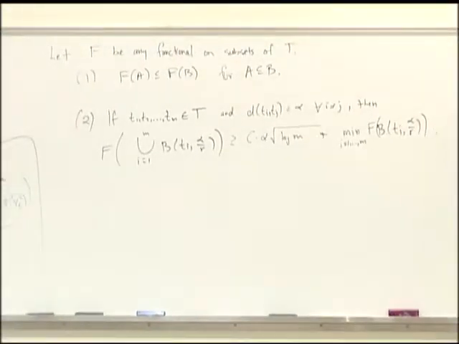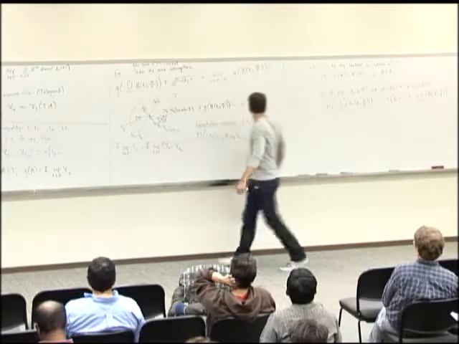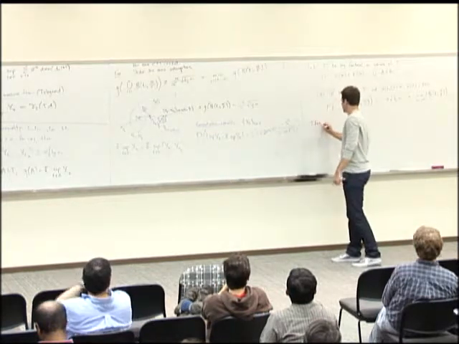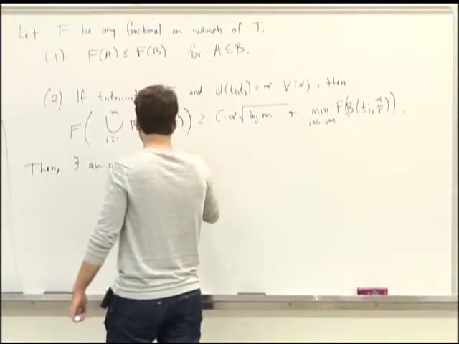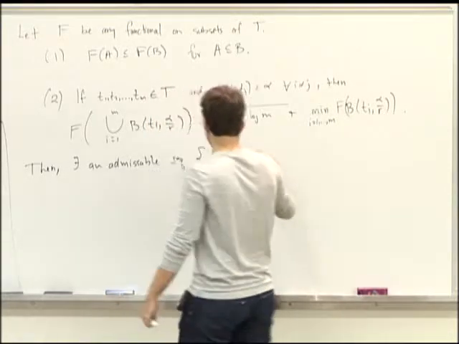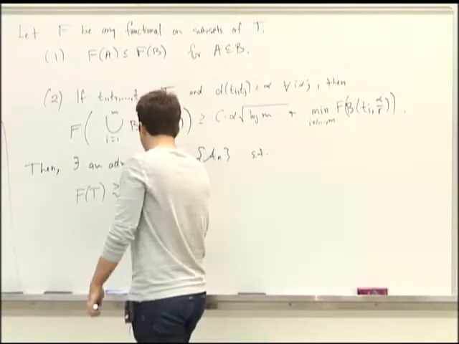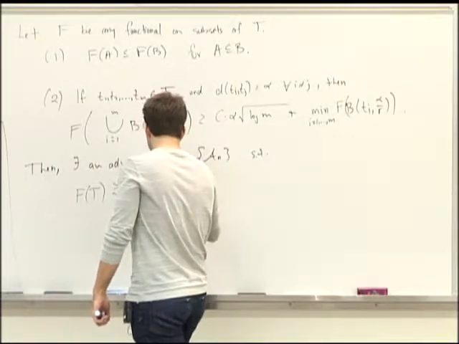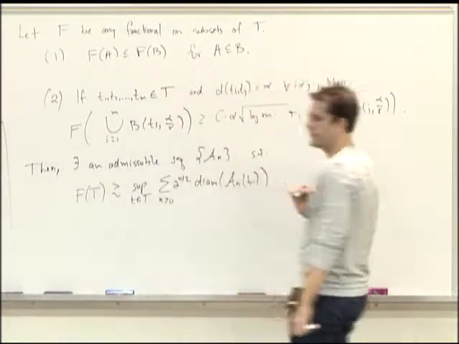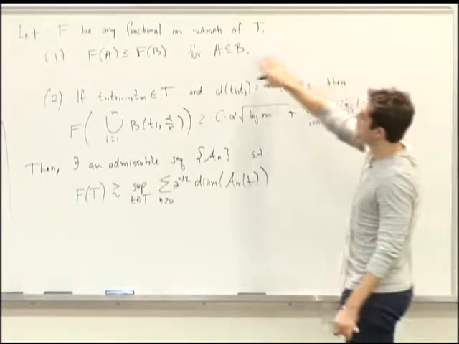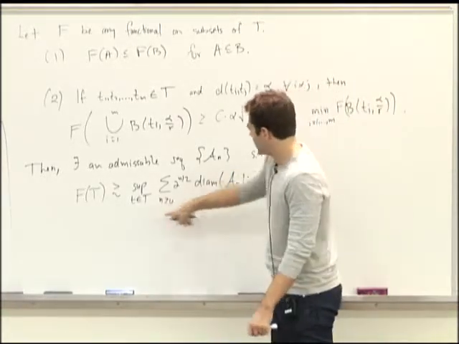Okay, so we're going to take any functional that satisfies these properties. Certainly, this little g functional, which is just the expected supremum, satisfies these properties. And then I claim there exists an admissible sequence of partitions, A sub n, such that, if we apply the functional to T, then up to some constant factor, this is at least this. Okay? So the point is, for any functional on subsets satisfying this kind of growth inequality, I claim that there exists an admissible sequence such that this lower bounds f of T.